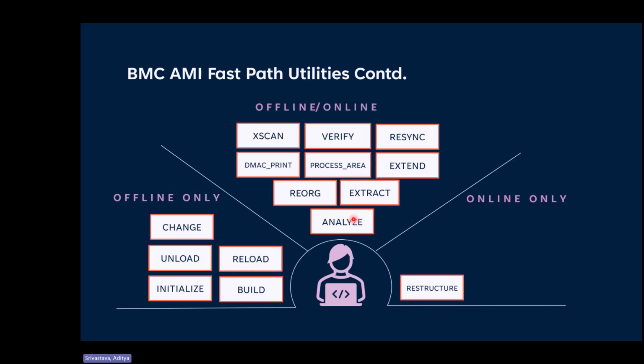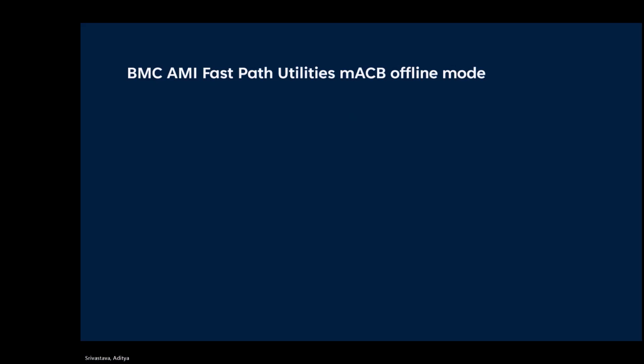But when we are running offline, then it is our utility's responsibility to identify from where to get those control blocks. And when I say from where, it means that you might want to read from the active directory or you might want to read from the staging directory. And then there can be a number of different directories based upon the LES names and all those details, right? So identifying that becomes very important. And in the next slide, we'll look at what the BMC AMI fast path utilities need to execute in offline mode when running under managed ACBs.